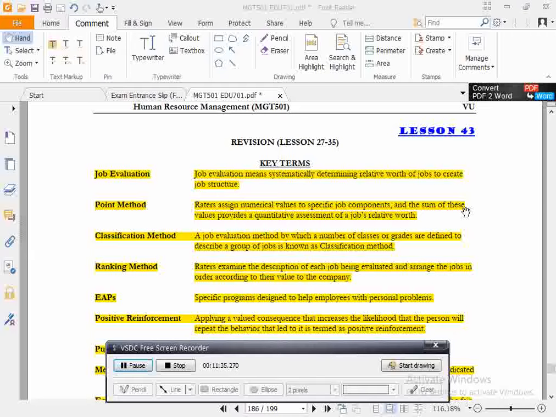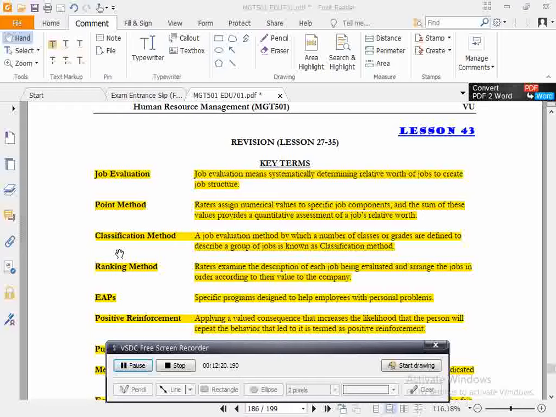Job evaluation means systematically determining the relative worth of a job to create a job structure. Point method: raters assign numerical values to specific job components, and the sum of these values provides a quantitative assessment of a job's relative worth.